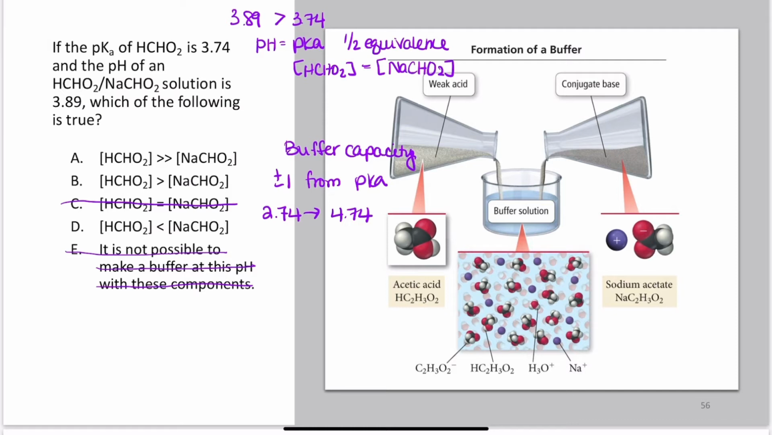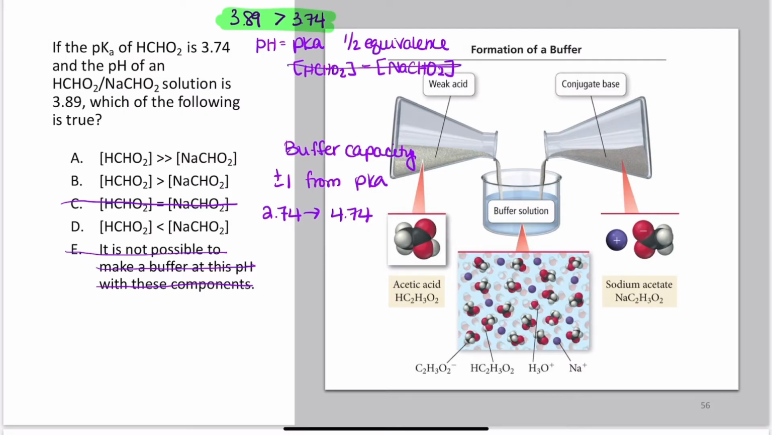So now I have to decide, is the concentration of HCHO2 a lot greater than NaCHO2? Is the concentration of HCHO2 just greater than NaCHO2? Or is the concentration of HCHO2 less than the concentration of NaCHO2? Compare your pHs here. We are at a higher pH than the pKa value.